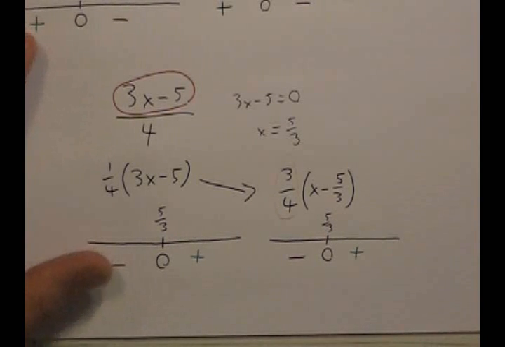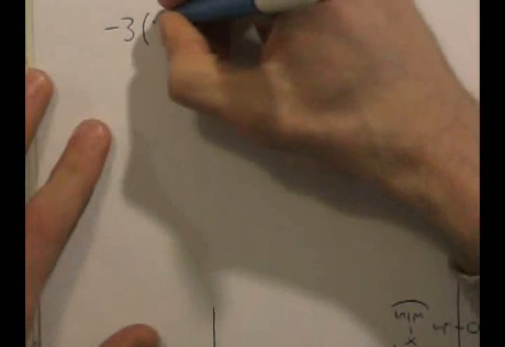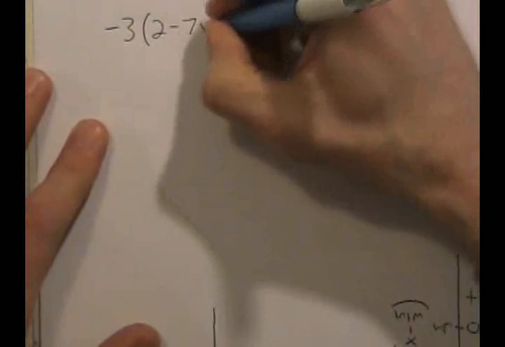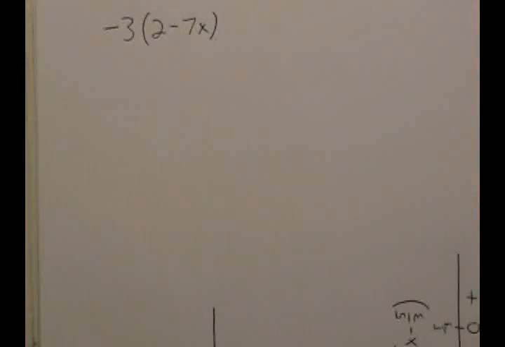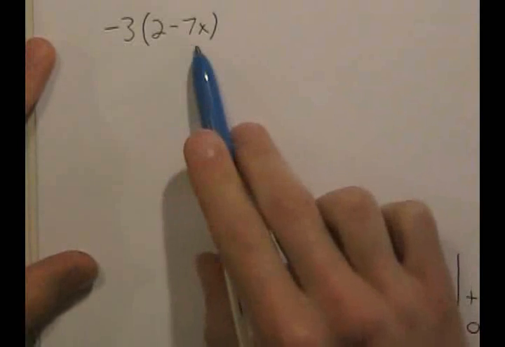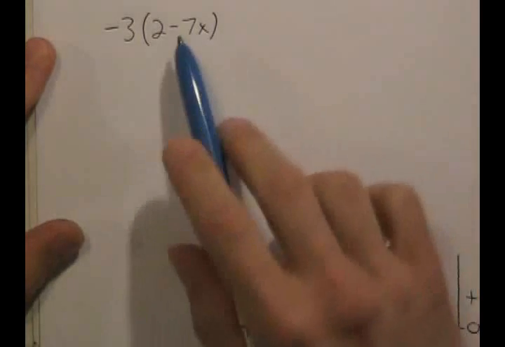Maybe I'll do one last example. Let's go as crazy as I possibly can. We'll have, like, minus 3 times the quantity 2 minus, let's say, 7x. So this one has the 3 out, has a minus out front and a minus on the inside. So let's see how this is going to go.